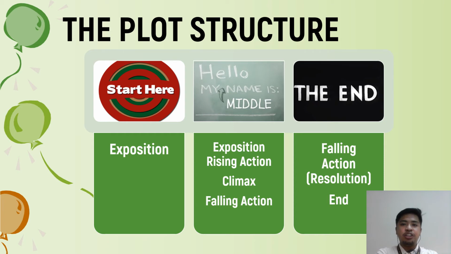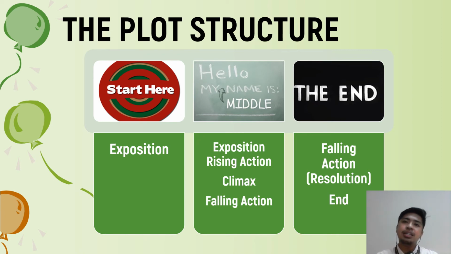Now I have here a modified structure of the plot. We can apply the ones that we learned, such as exposition, rising action, climax, falling action, and end. So the plot structure that I have here is the beginning, middle, and the end. In the beginning, of course, is the exposition. You give enough information, but not too much. You give enough information about the setting, about the characters. Actually, you can start writing the conflict in the exposition.